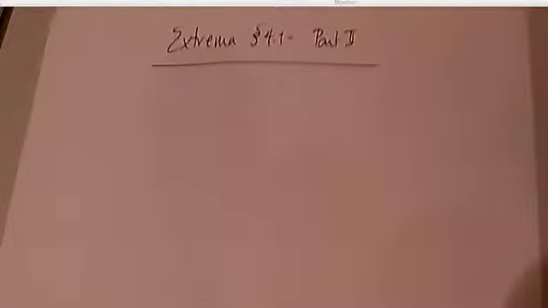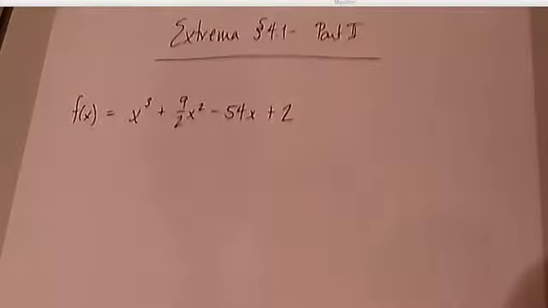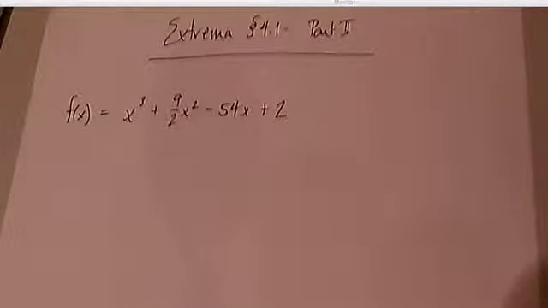So let's go ahead and do one more polynomial before we sort of jump into more complex functions. Let's say we have f of x is equal to x cubed plus 9/2 x squared minus 54x plus 2. Still a cubic, still positive leading coefficient. Because of the end behavior, you know that whatever value you get as a critical value that's further to the left is going to be your maximum. Whatever's further to the right is going to be your minimum.